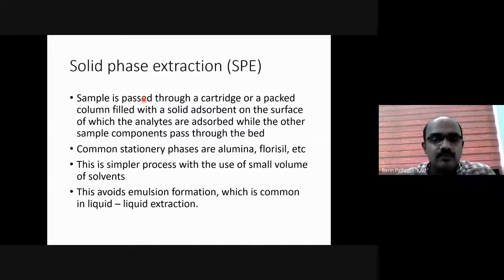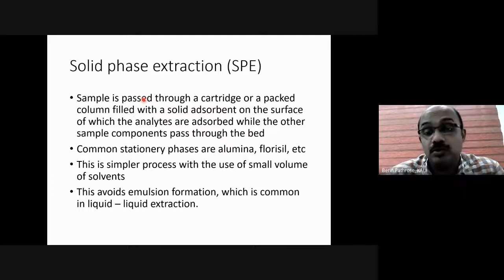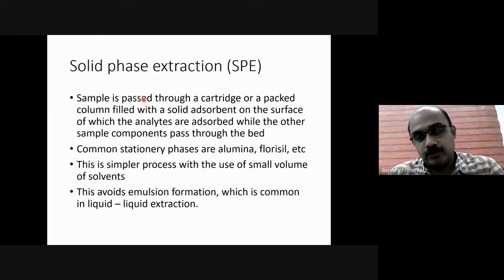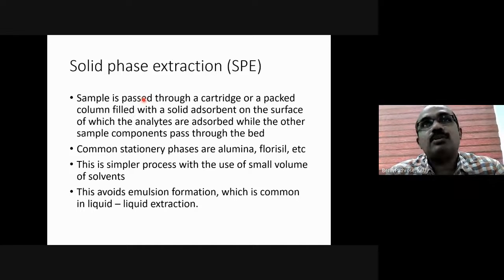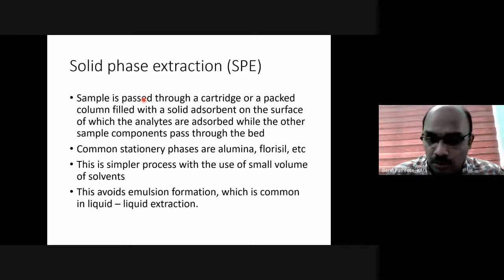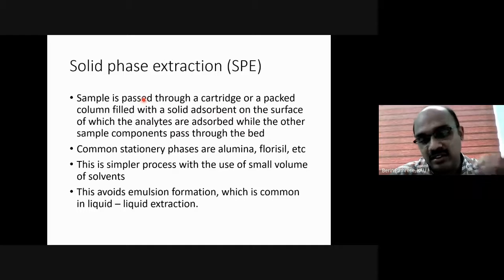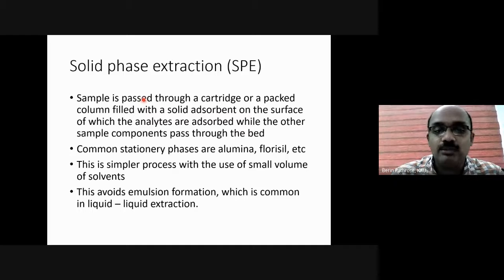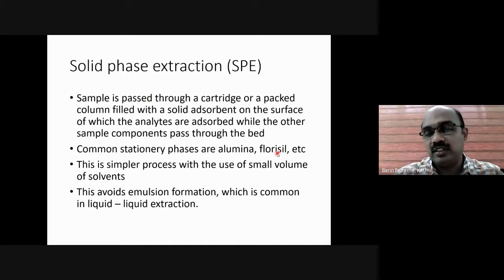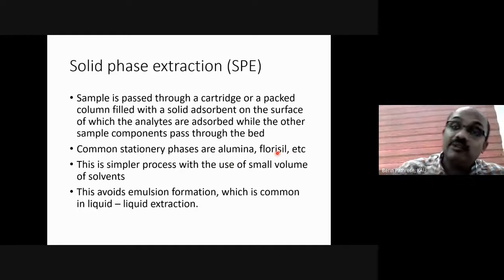Earlier we used to extract with a column. We used to have column chromatography. This column chromatography means, just like a burette, we have a 100 centimeter long tube. We will fill it with an adsorbent, Florisil, silica gel, etc. I have given those names over here: alumina, Florisil, etc.